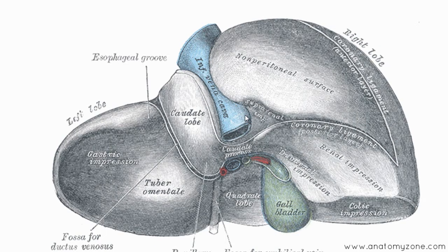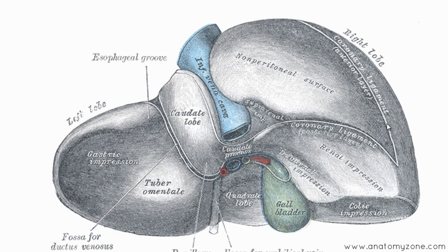So we're looking at the inferior and posterior surface of the liver, and you can see the coronary ligament here. This is a reflection of peritoneum which attaches the diaphragm, the inferior surface of the diaphragm, to the liver. So you can see the coronary ligament here running round, and then at the bottom you can see this lower part. This is the lower part of the coronary ligament, which you can see on the posterior surface.